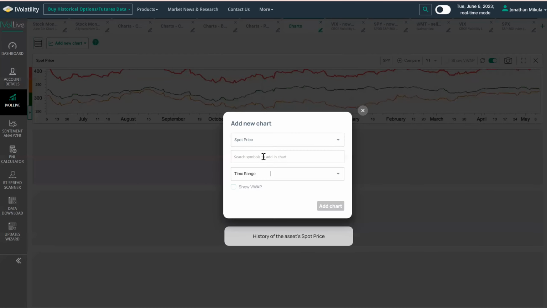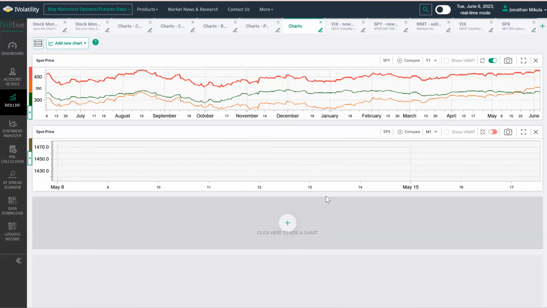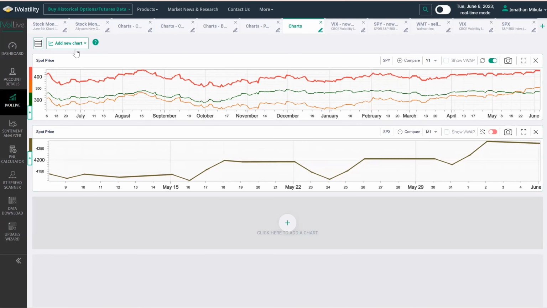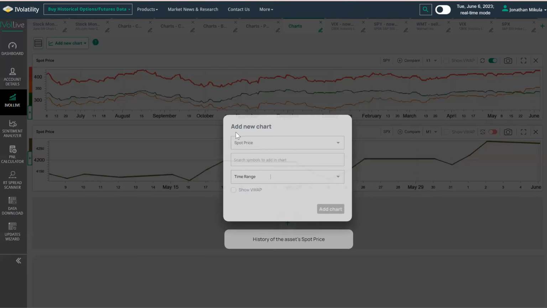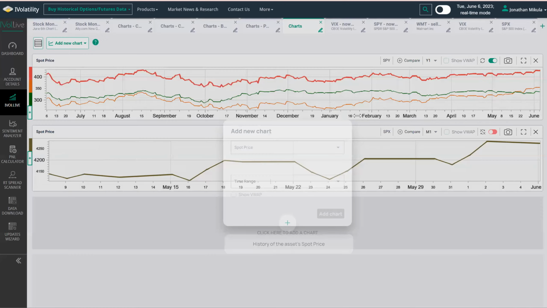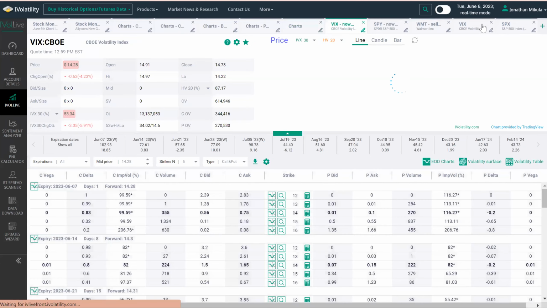You would just do underlying and you would do SPX. And then you would choose your time range, let's say 1 month. And this would be the third way you would find SPX. So anytime, and if you can't find an underlying, I mean, we cover thousands. So if you can't find a specific underlying, just send us a note, support@IVolatility, and we'll be sure to send you the specific ticker so you can pull it up just in case it's like a ticker discrepancy. So that's how you would find SPX.